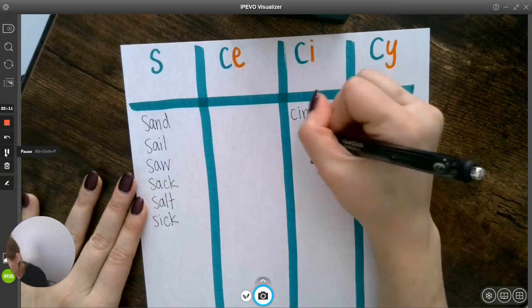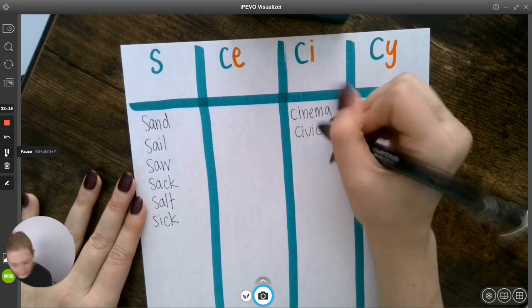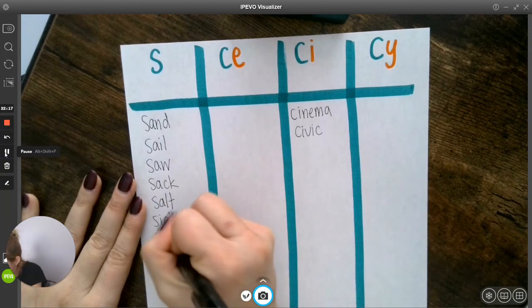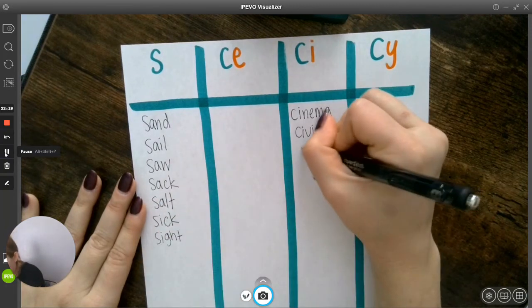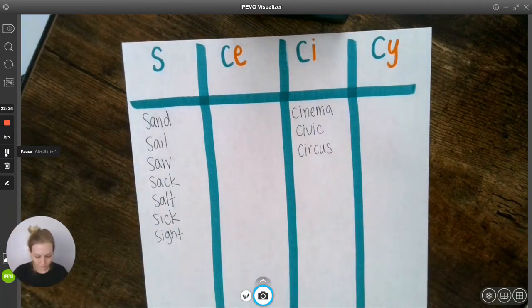And civic. Sight is with an S. And circus. All right, I'm going to do another group of words, okay?